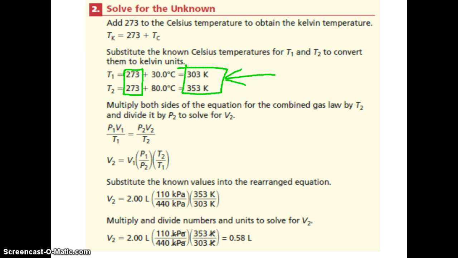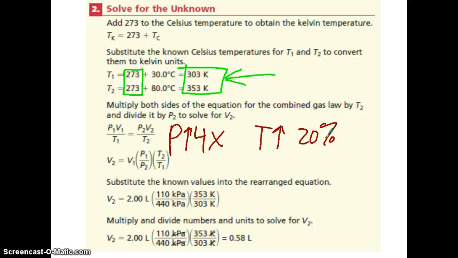I've got pressure going up, but it's going up fourfold. My temperature also goes up, but it's only going up 50 degrees. We're talking a little bit less than 20%. Not as much of a change. So on this point, I'm thinking pressure is going to win, and we're going to get a smaller volume. But let's find out. Let's put all these things together.